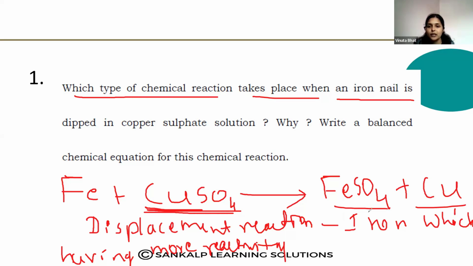FeSO4 plus Cu. So write the balanced chemical equation for this reaction. Yes, this is the balanced chemical equation. You should mention the physical state, that is aq for aqueous, then s for solid. So like this you should mention the physical state of the reactants and the products. Okay, so like this you should write the answer.